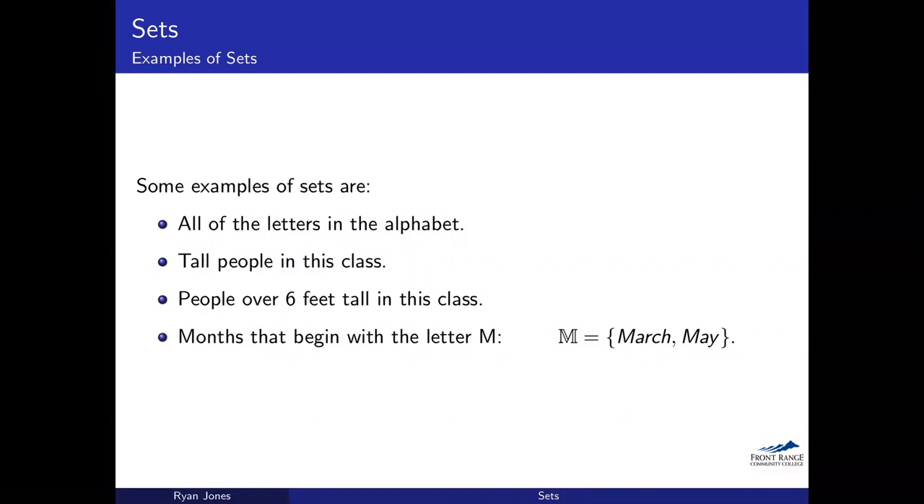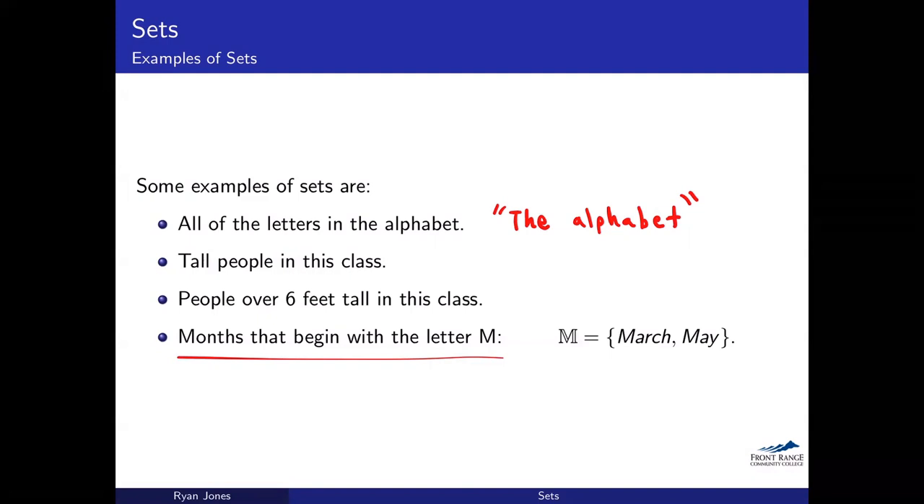Now, contrast that with people over 6 feet tall. Think about that as a set. That's a collection of people, right? And I would argue that we actually know exactly what that is. Months that begin with the letter M, that's a set. That's a little bit harder to assign a name to, like we did with the alphabet, right? When I talked about A, B, C, D, E, F, G, and so on, I could just say, hey, this is the alphabet. But down here, on months that begin with the letter M, there's not a predefined name for that.